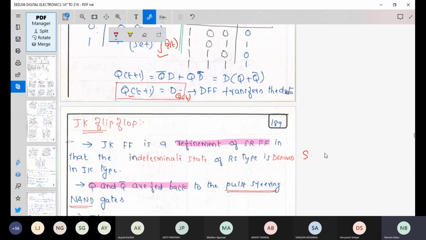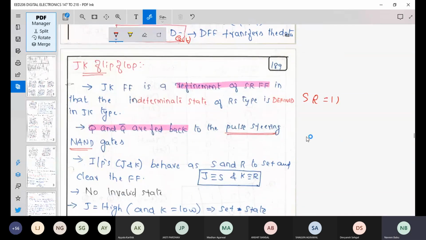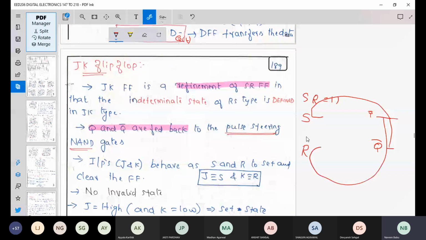Feedback in the sense, you are having S and R inputs like this. You take the output of Q bar and feed it to S. And your Q output is here. You take the output of Q and feed it to R. So this is the logic. As you see here, Q and Q bar are fed back to the pulse steering NAND gates. Please remember that you are having NAND gates here.